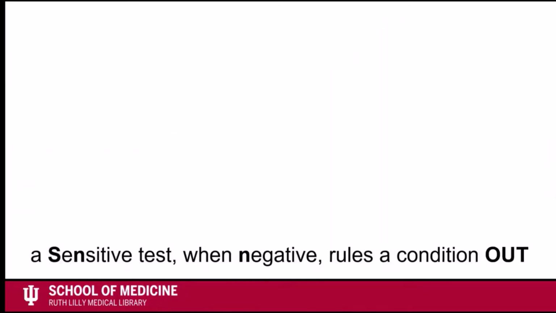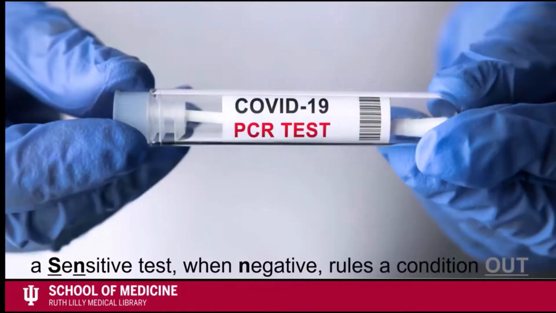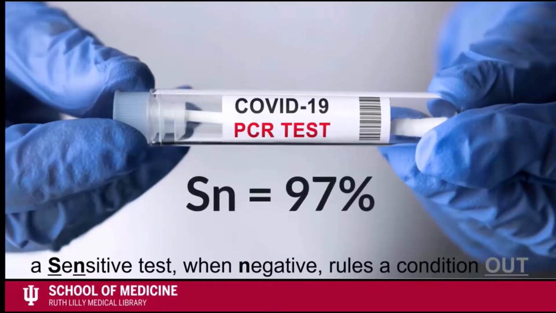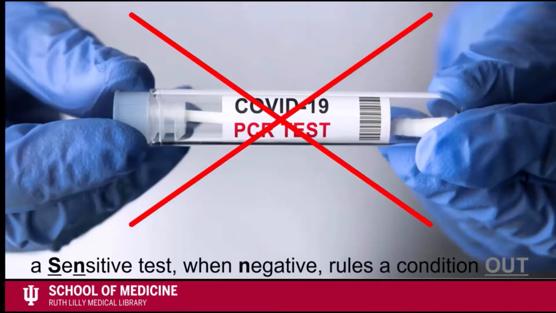SnOUT stands for a sensitive test, when negative, rules a condition out. An example of a sensitive test is the COVID-19 PCR test. Some COVID-19 PCR tests have been found to be around 97% sensitive. So when people test negative after being tested for COVID using one of these PCR tests, you can be pretty certain they do not have COVID.